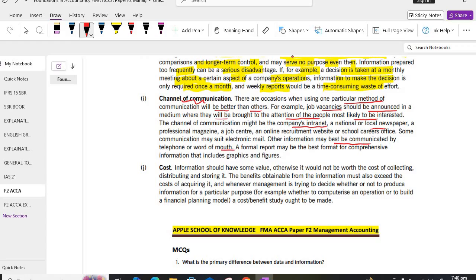What does it mean? That means that the information should be delivered through an appropriate medium. And I have given the example that, let's say, a job opening is posted on a recruitment site for a wider reach.